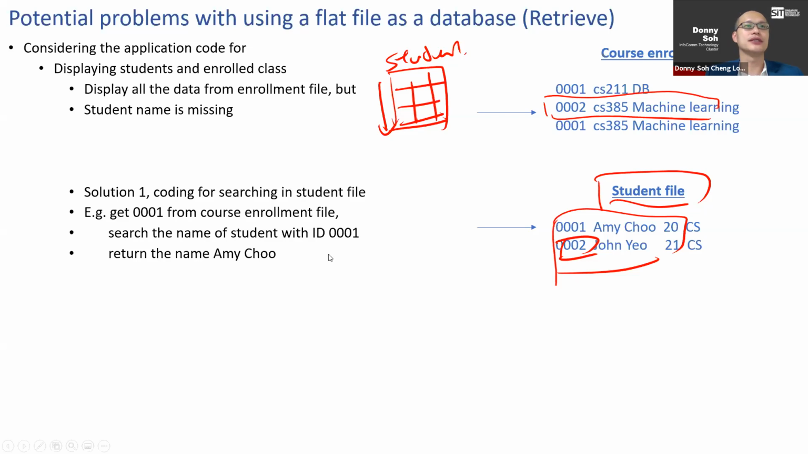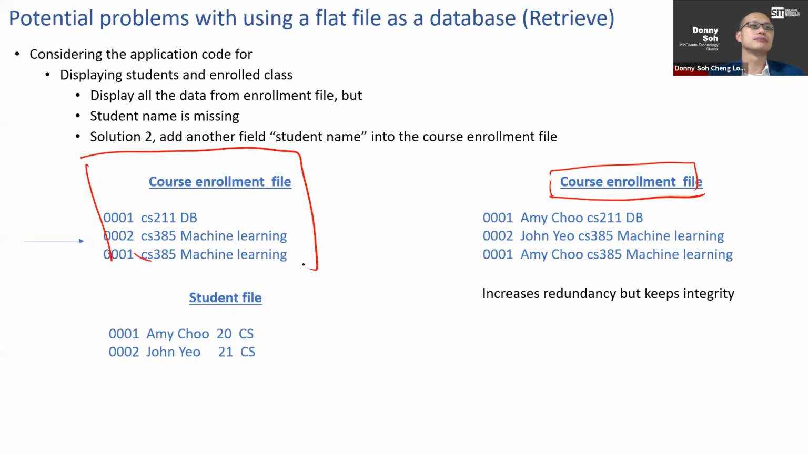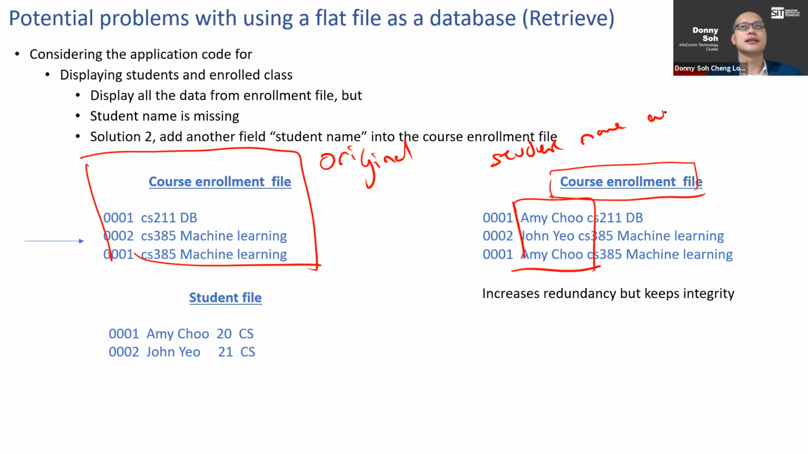Okay, so this is the first solution. The second solution, I can add another field, student name, into the course enrollment file. So meaning that I have the original, this is the original. I can add a student name here. So it allows me to have a student name as another field.